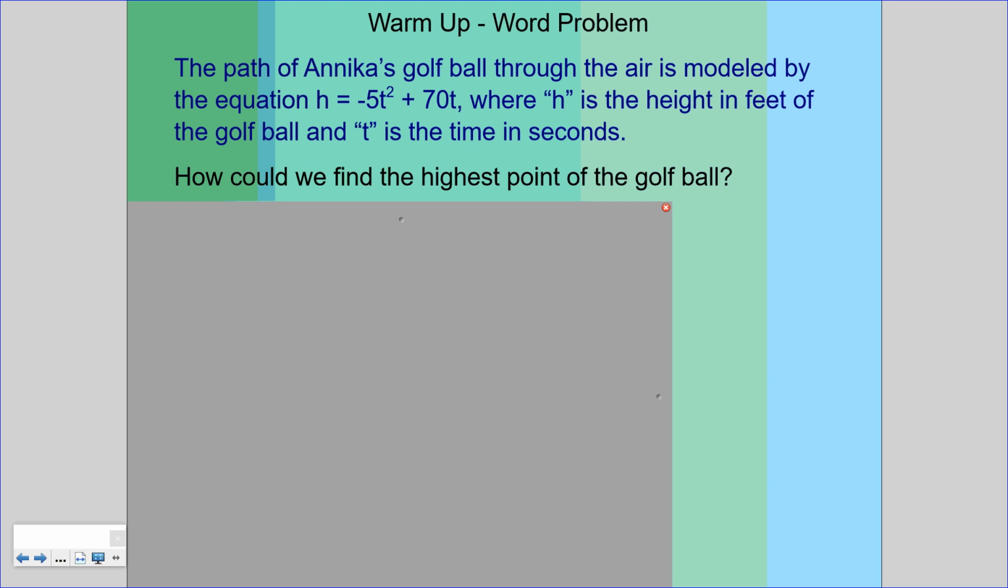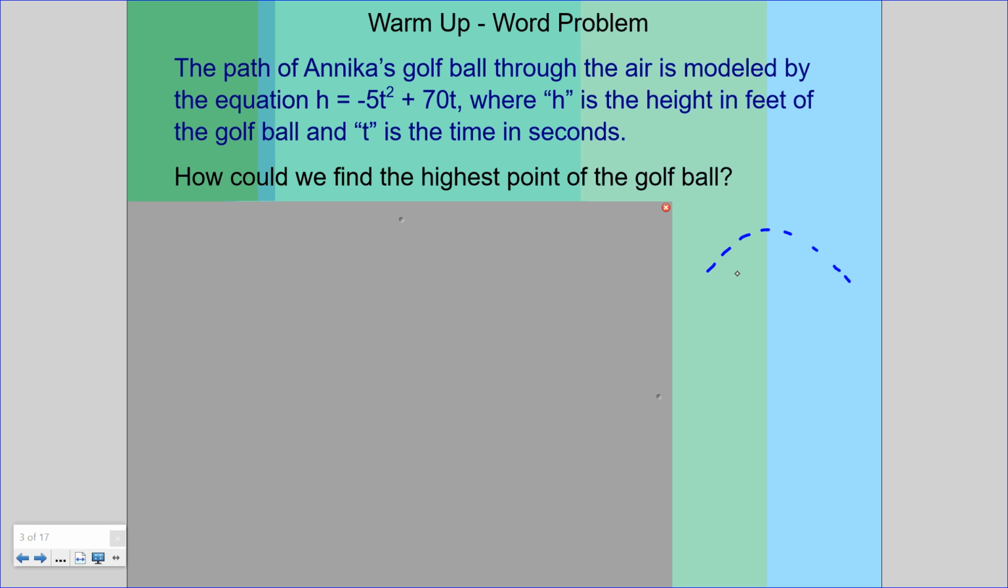All right, to get us started, I want to take a quick look at a word problem that we will eventually get much more in depth with, but this just gives you an idea of where we're going. The path of Anika's golf ball through the air is modeled by the equation h equals negative 5t squared plus 70t, where h is the height in feet of the golf ball and t is the time in seconds. We need a quadratic equation for a scenario like this, because if you envision the path of a golf ball through the air, it's going up and then it's coming back down.